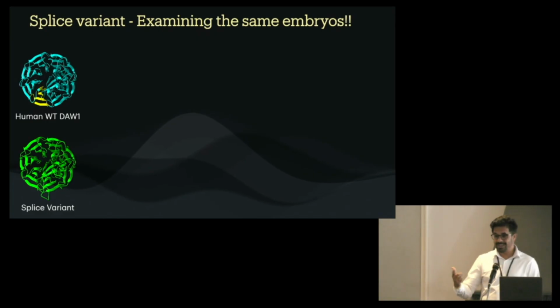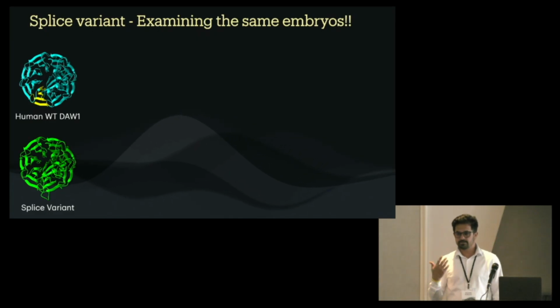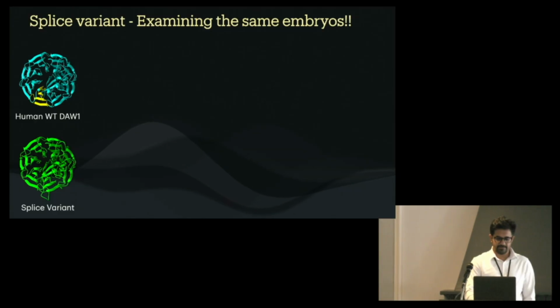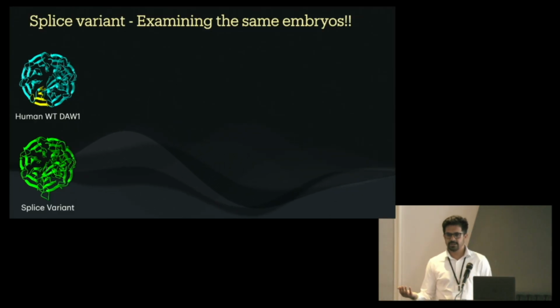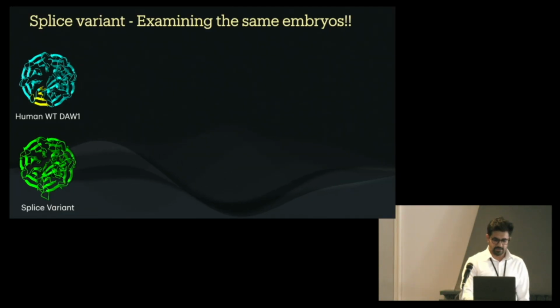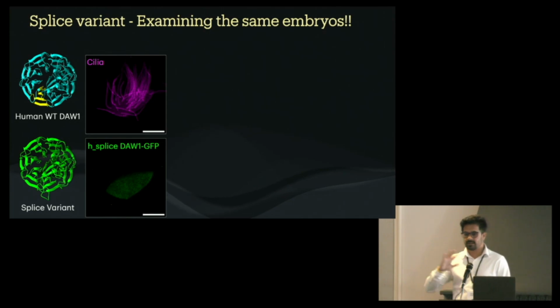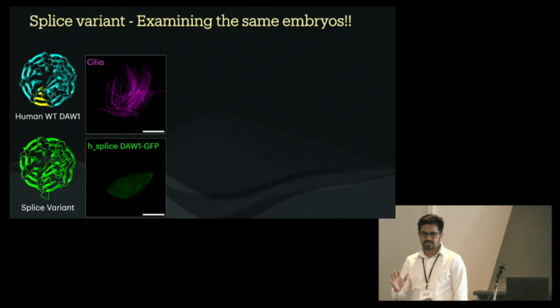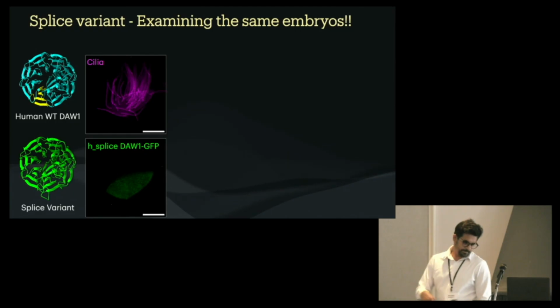Now we do the splice site variant. The splice site variant is predicted to be pathogenic, and it is skipping exon 7. So when we do AlphaFold modeling, you can't really see any difference in structure of the protein. But the exon 7 here is skipped from the DAW1. When we look at the localization, it's a complete loss of localization. So DAW1 does not localize to the cilia or the basal bodies at all in these multiciliated cells, suggesting that it's a complete loss of function.